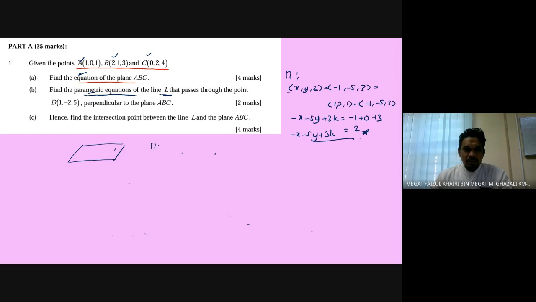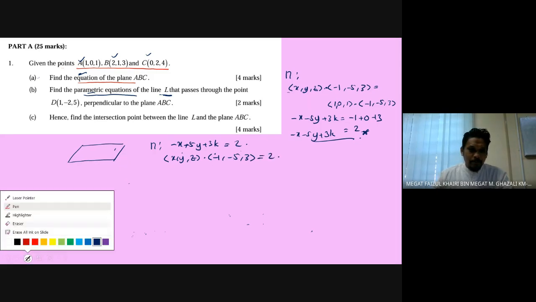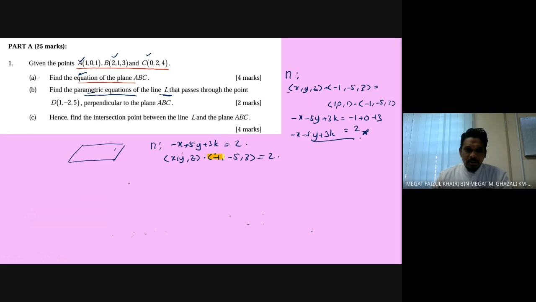Okay. So then the equation of the plane, which is negative x minus 5y plus 3z equal to 2, or if I just make it like this, x, y, z dot negative 1, negative 5, and 3, which is equal to 2. Again, this is our reference. The normal of the plane is our reference.